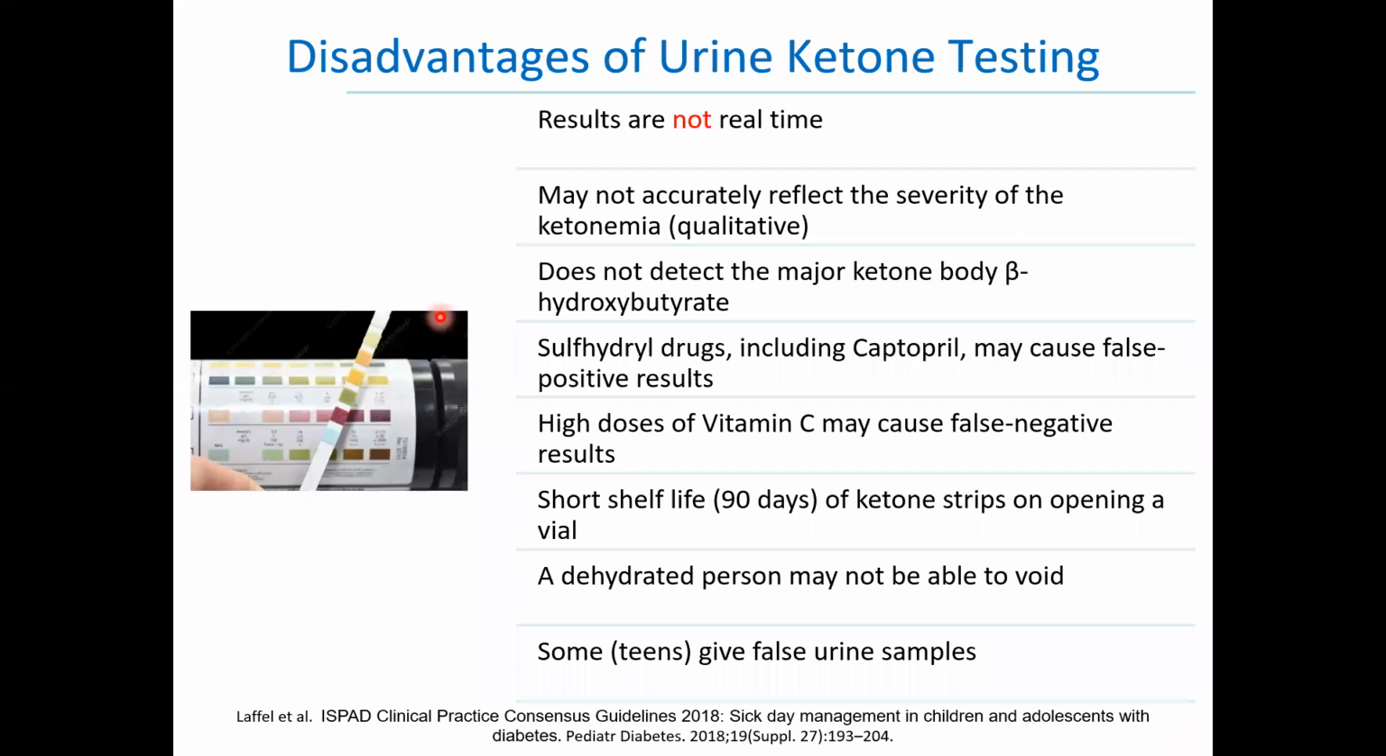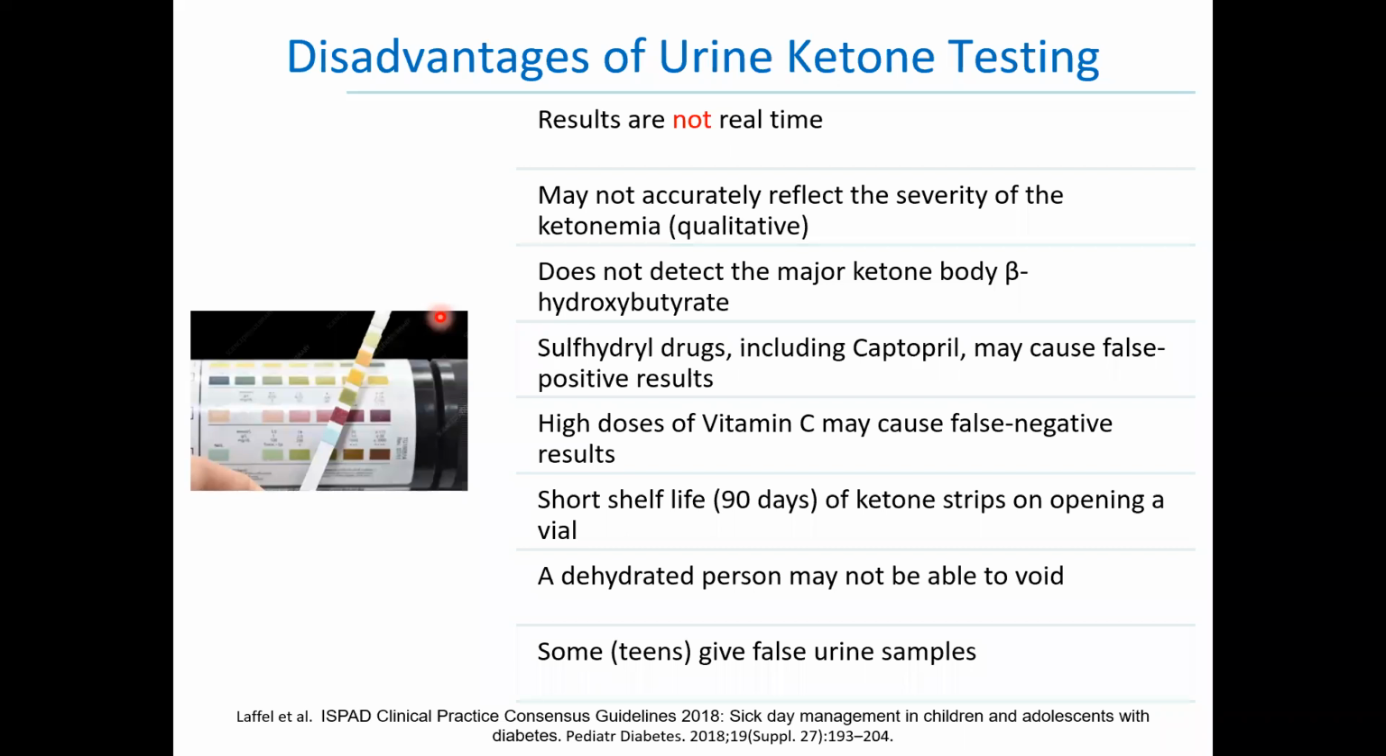So what are the disadvantages of urine ketone testing? One is that the results are not real time, because the urine may have been in the bladder for a long time. So it may not tell you what's actually happening at that point in time when it's being measured. Secondly, it may not accurately reflect the severity of ketonemia because it's qualitative.